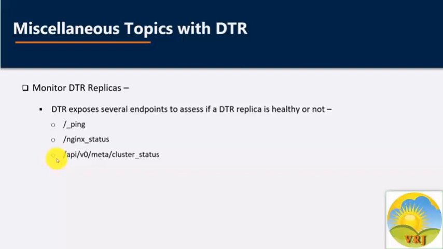So in this section, we covered the security, external certificate, storage backend, garbage collection, network, and monitoring of DTR replicas.